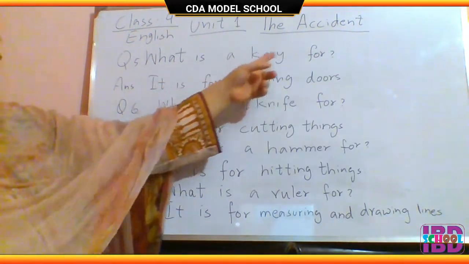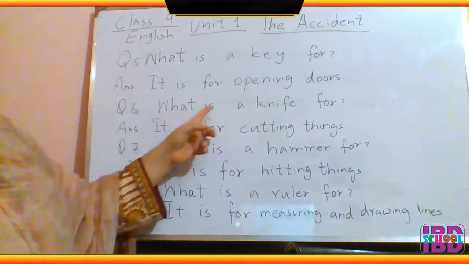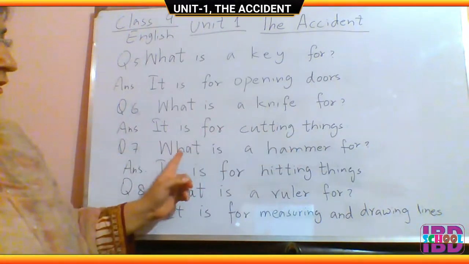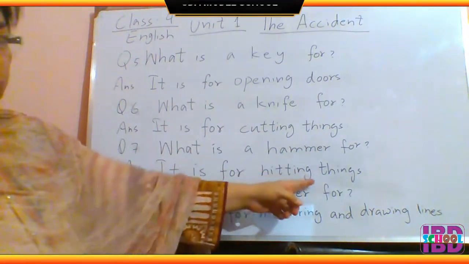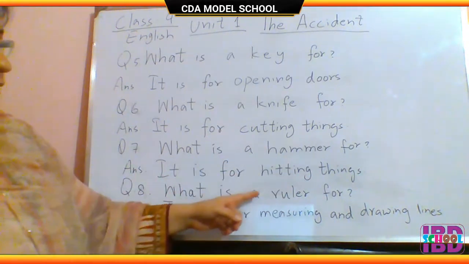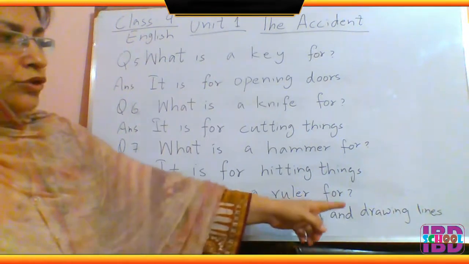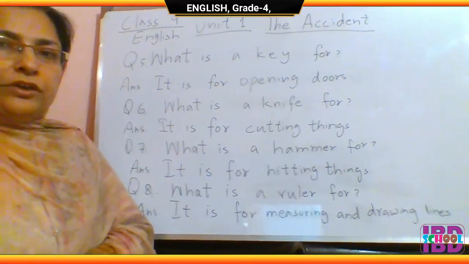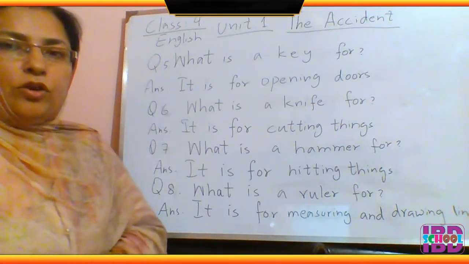What is a key for? It is for opening doors. What is a knife for? It is for cutting things. What is a hammer for? It is for hitting things. What is a ruler for? It is for measuring and drawing lines. Students, all these questions are in your book. You will note down all the questions and their answers in your copies.